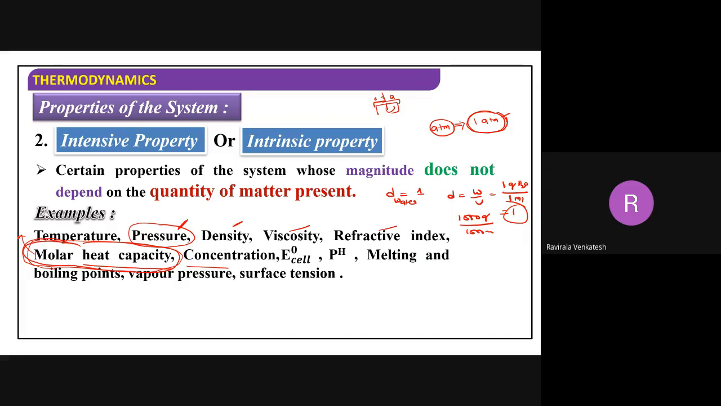E0 cell, pH, melting and boiling points, vapor pressure, surface tension. Surface area is different. Surface area is an extensive property, but surface tension is an intensive property. Vapor pressure is intensive.